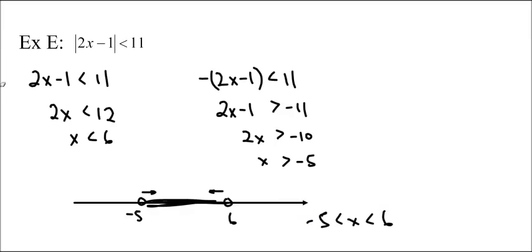And that is all I have for you today. So basically what we learned is that you can solve like normal unless you have a negative number that you're multiplying or dividing by, in which case you need to flip the sign, and then if you have an absolute value, you do need to split it up and double check to see if it is 1 interval or 2.